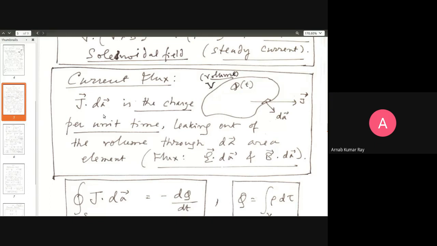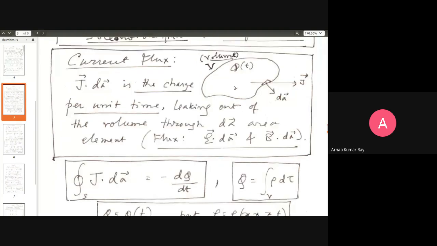Here, it is something like that. It's the current flux, charge per unit time leaking out through the area element dA. So the total amount of charge leaking out through the full enclosing surface will be the surface integral of J dot dA. Okay. Now, that is the charge per unit time leaking out through the entire surface.